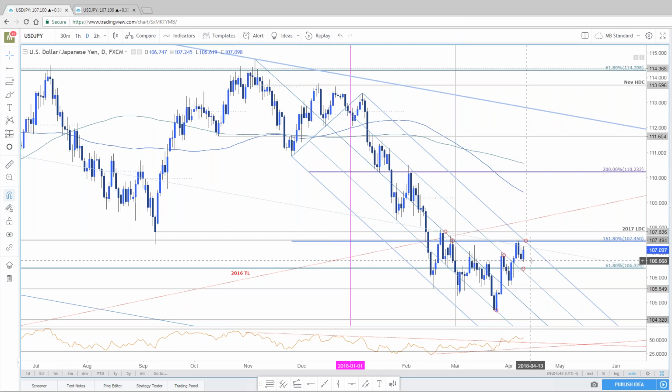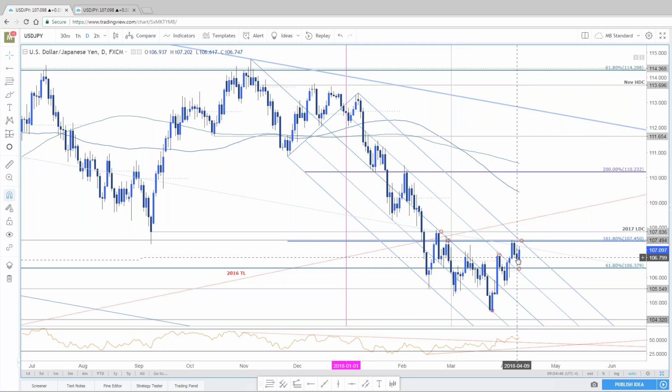Not an outside day reversal. It's fractional off, but a pretty strong reversal. Anyway, on your topside swing, you look for some sort of exhaustion again at one of these two levels for dollar yen. Momentum is right at 60, knocking on the door.